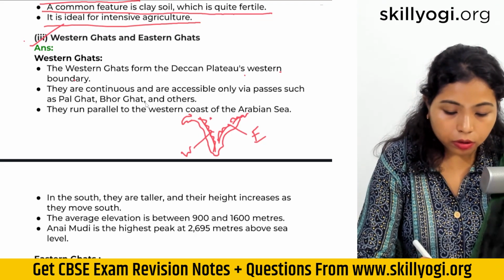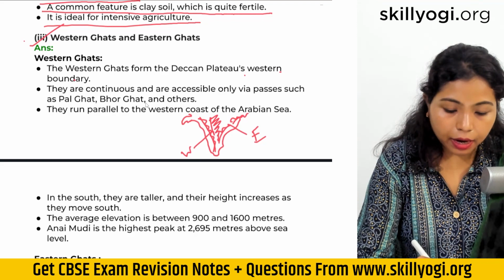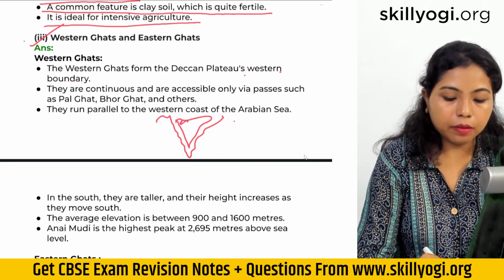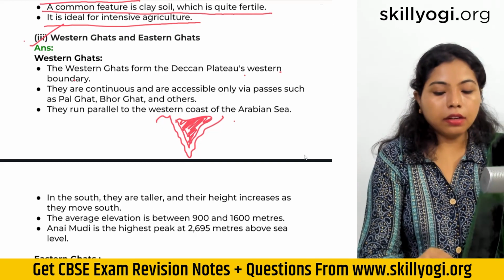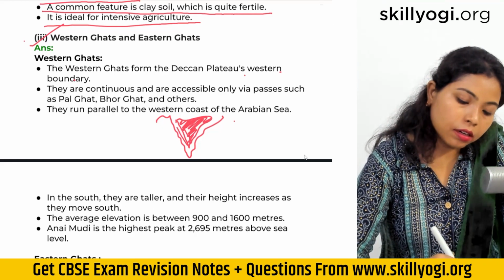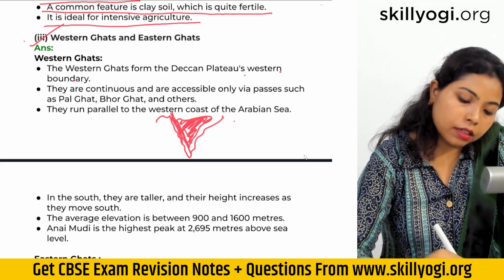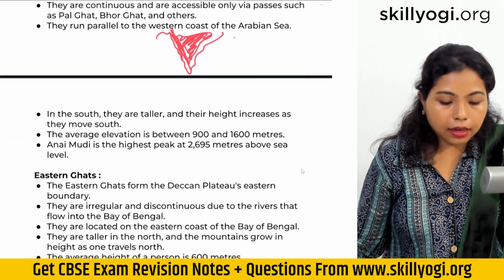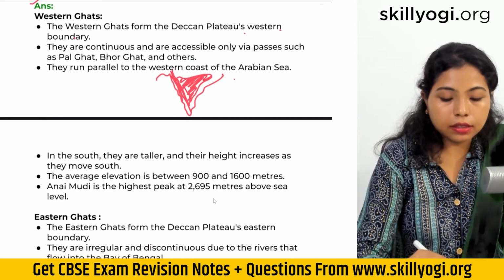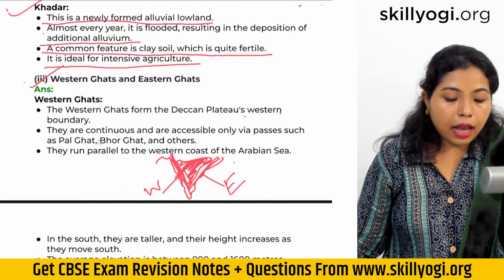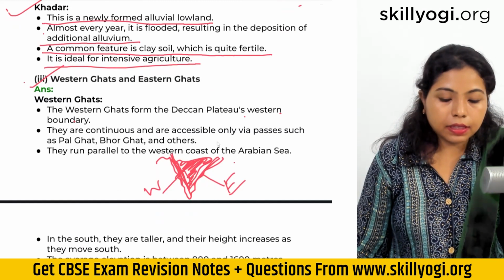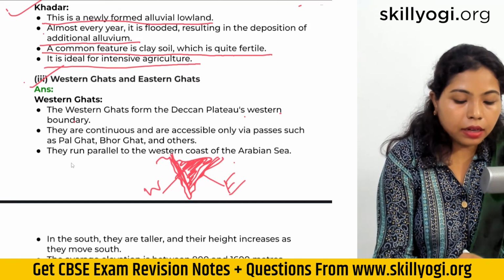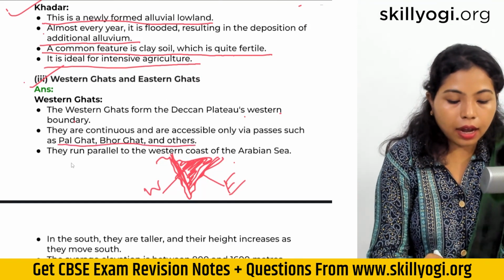As we all know, this middle part is the Deccan Plateau region. The Western Ghats form the Deccan Plateau's western boundary, and the Eastern Ghats form the Deccan Plateau's eastern boundary. The Western Ghats are continuous and accessible only via passes such as Thal Ghat, Bhor Ghat, and others.